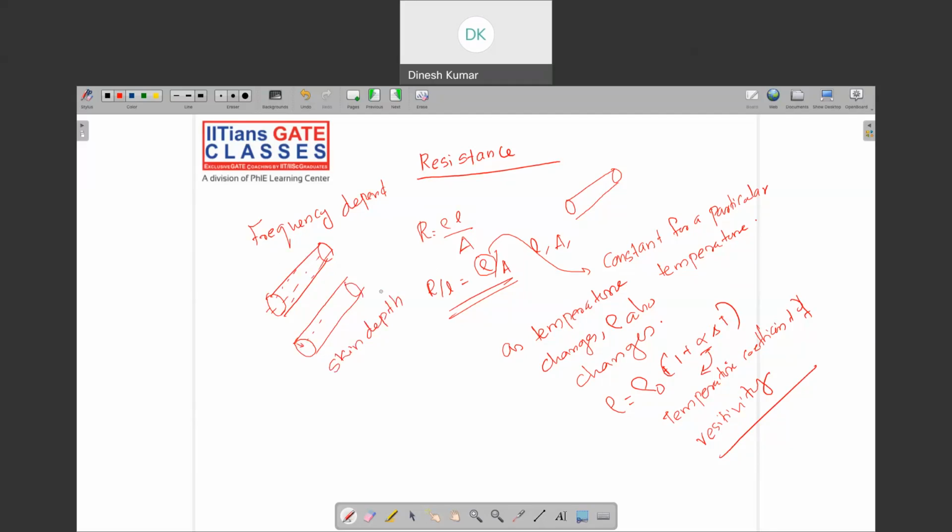That means even though the area of the cross section of the conductor is A, the current does not travel entirely through A. So there will be lesser area available, and we have to define R AC at that particular frequency, which will be different. So what skin effect basically is, is that for a particular frequency, the current may not be uniformly distributed in the cross section of the conductor.